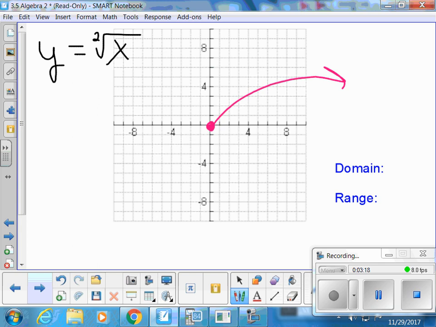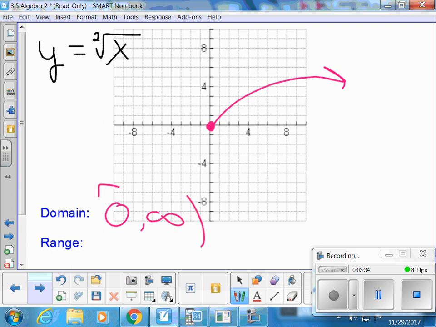Okay, so let's talk domain. Domain is our x-axis. What is the furthest to the left this graph can get on our x-axis? 0, good job. And then the furthest to the right is infinity. So it's 0 through infinity. I do want to remind you, you put that bracket on the 0, which means including 0. This graph actually can touch 0 because you can square root 0, so you do want to include it.